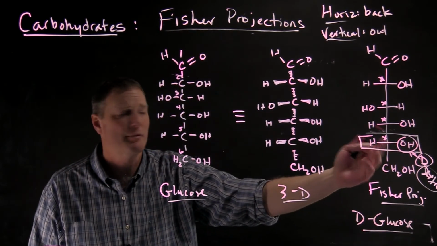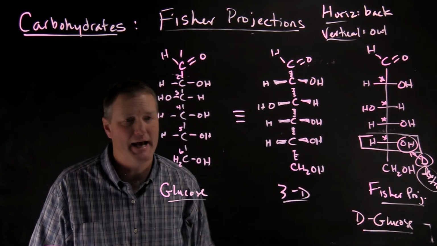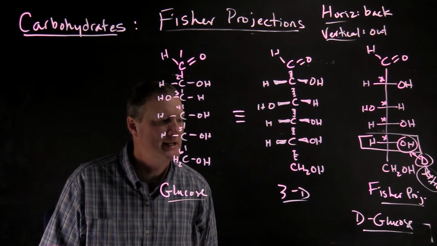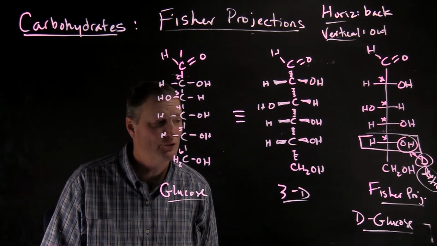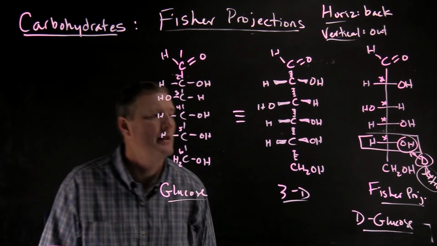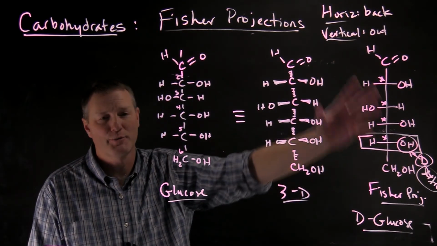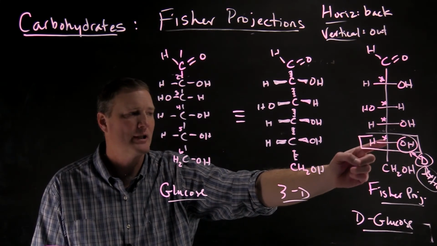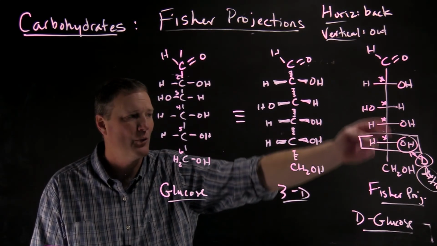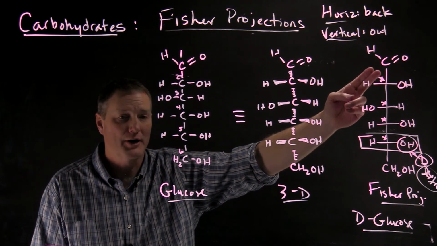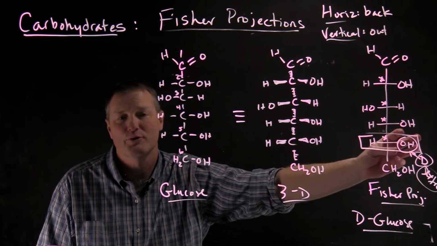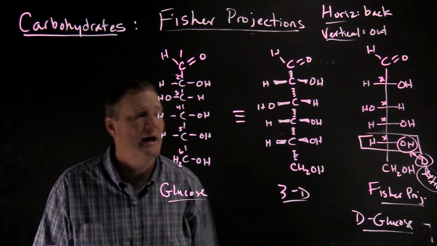If this OH at carbon 5 were on the left-hand side, and it was essentially the mirror image of all the other positions, the enantiomer of D-glucose would be called L-glucose. So in general, when you're looking at Fischer projections, you can classify them as either D or L sugars by looking at the farthest chiral carbon away from the carbonyl carbon, and then identifying in the Fischer projection if the OH group is on the left or right of that bond.